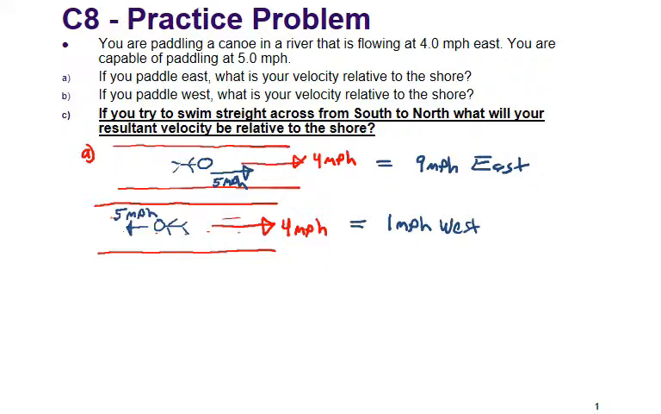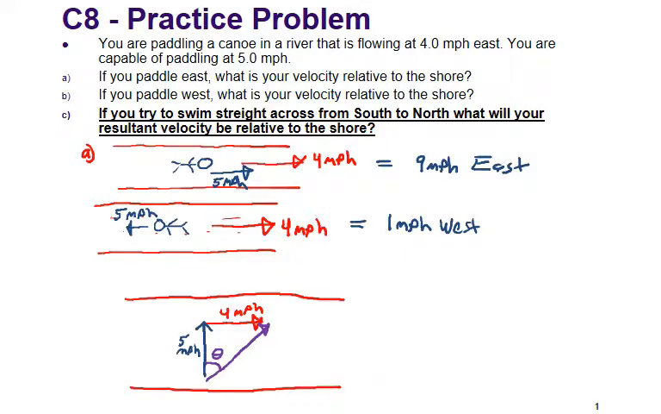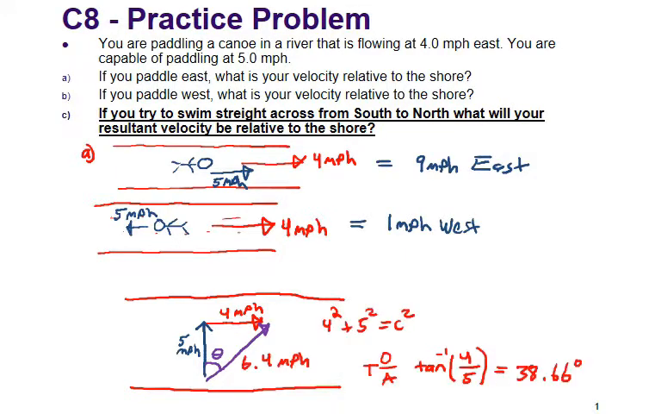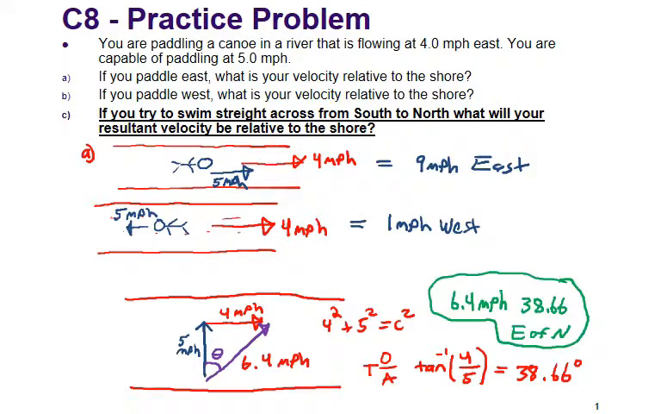And then if we wanted to try to swim straight across, what would our velocity be? So in this case, what we would have to do is set up the situation where we're pointing straight across. The river is actually going to the right, and so our resultant would be from the Pythagorean theorem, and then we would have an angle relative to the shore. And our resultant would be 6.4 miles per hour, 38.66 east of north, if we set up the coordinate axis.